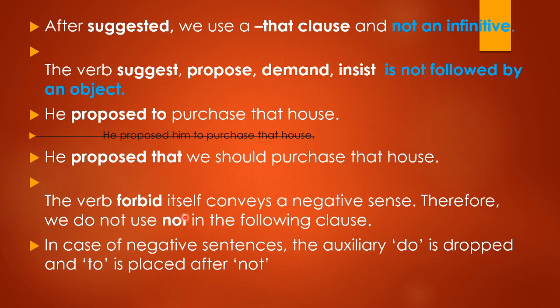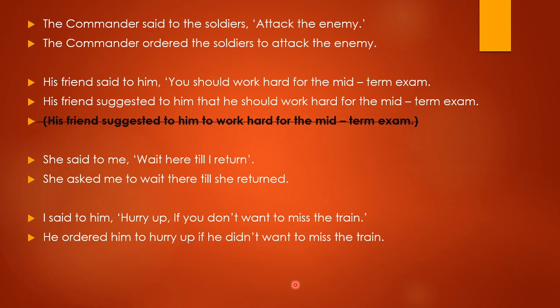The verb forbid itself conveys a negative sense, so therefore we do not use not in the following clause. So here you have to remember forbade means that there is not in it. So in case of negative sentences, the auxiliary do is dropped and to is placed after not. So wherever there is a negative sentence beginning from don't, in that case do is dropped and to is placed after not. So I'll be giving you examples. First, let's see these examples.